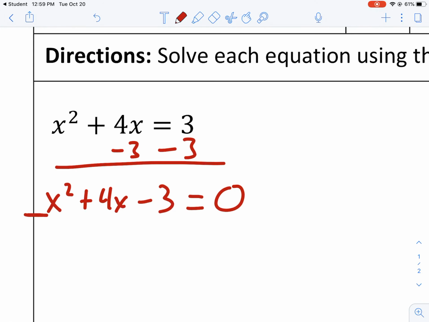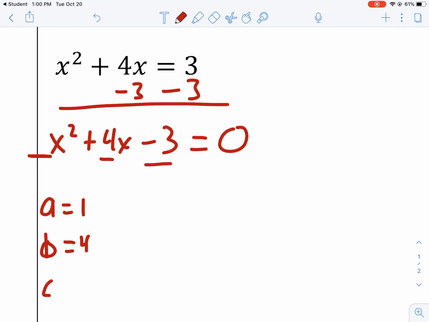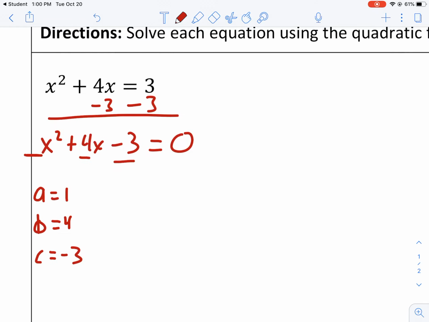Now we don't have anything in front of our x squared, so our a value is going to be 1. Our b value is what's in front of our x, so our b value is 4. And our c value is our last term, our number by itself, so that's -3. So we're going to take all these numbers and plug them into the quadratic formula.